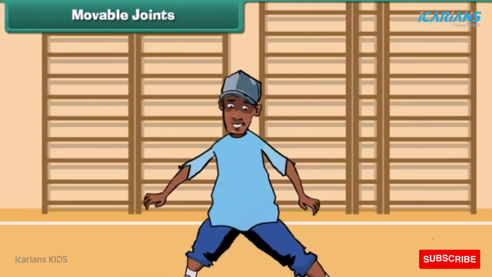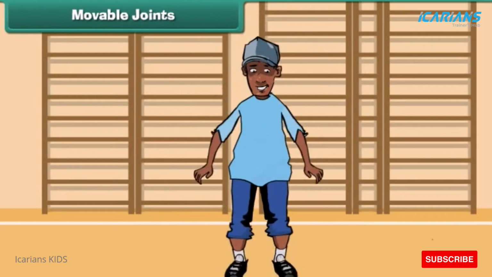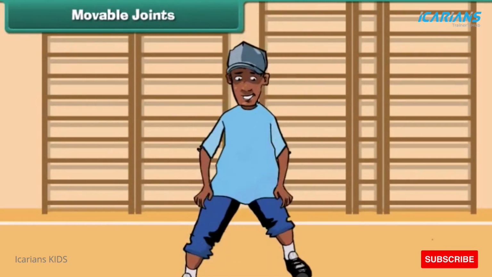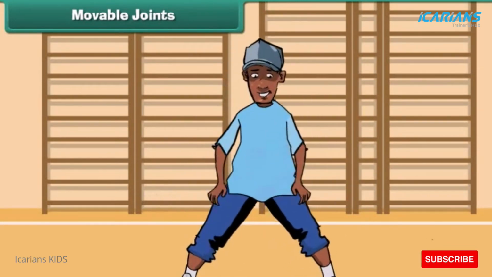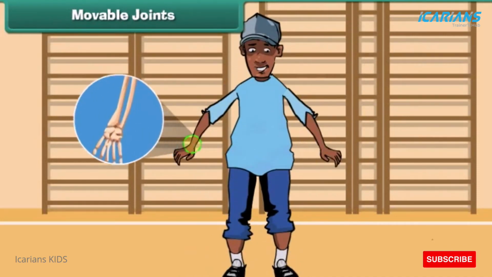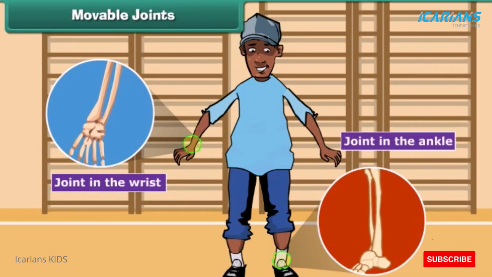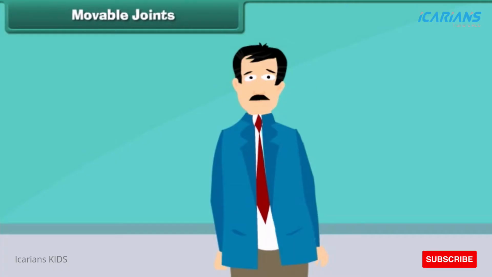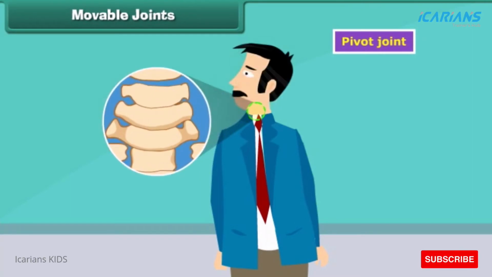Friends, have you ever noticed that we can move our hands and our feet in different ways? The joints which allow such movements are called the gliding joints. Joints in the wrist and the ankle are examples of these joints. Pivot joint. Our neck allows us to turn our head on both sides. Have you ever wondered what makes this possible? This is possible because of the pivot joint.